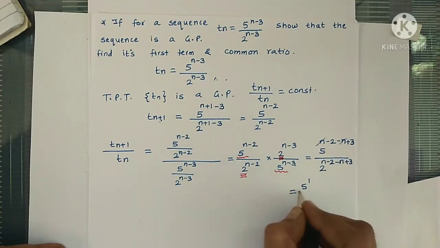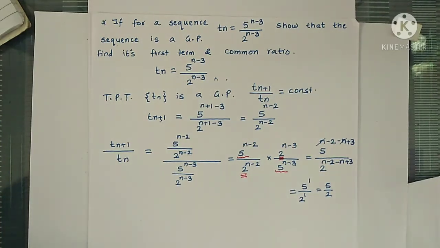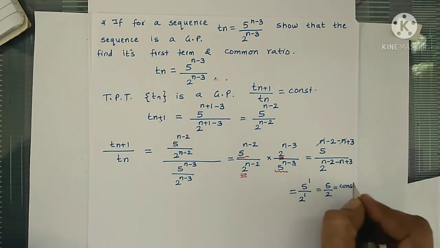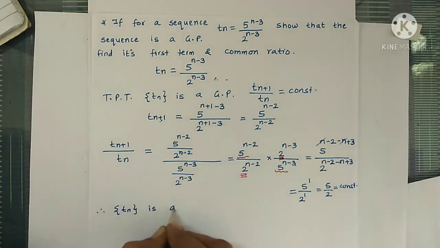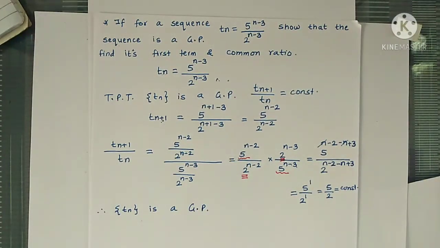So 5 raised to 1. Same calculation is in the denominator, so 2 raised to 1. So it is 5 by 2. See here, this term does not contain n. That means it is a constant term. So this is constant. Therefore, given sequence is a geometric progression. Okay, to prove that a sequence is a geometric progression, we have to prove that Tn plus 1 upon Tn is constant. That means it should be independent of n.